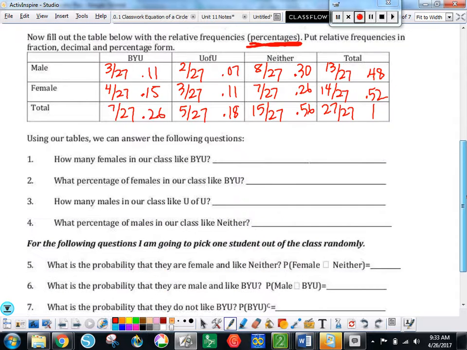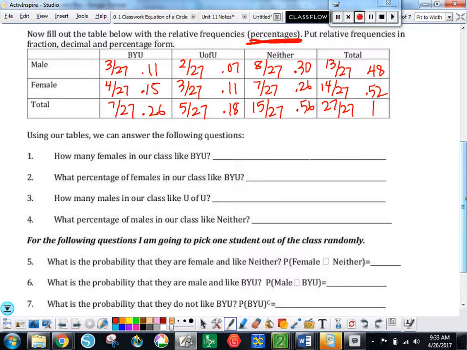Alright, so let's use our tables above. How many females in our class like BYU? There's the tables, you know how to read it. How many like BYU? 4. What percentage is that? How many males in our class like BYU? 2. What percentage of the males in our class like neither? 30.